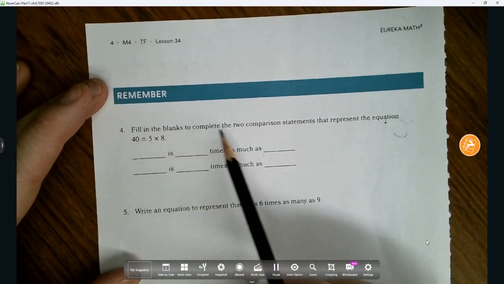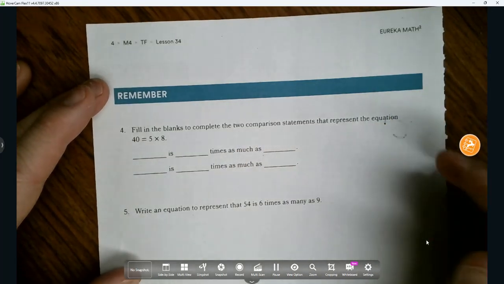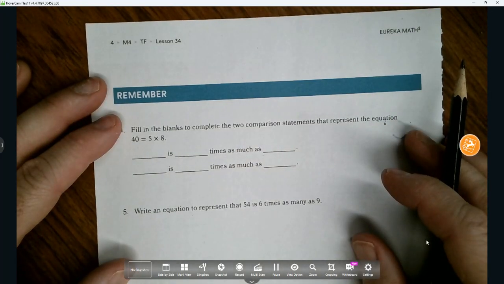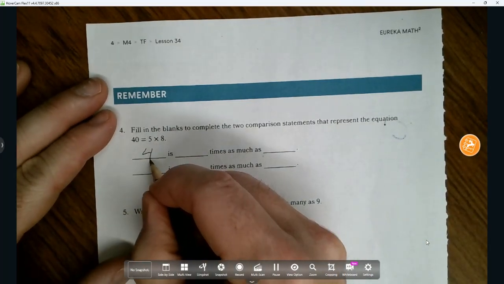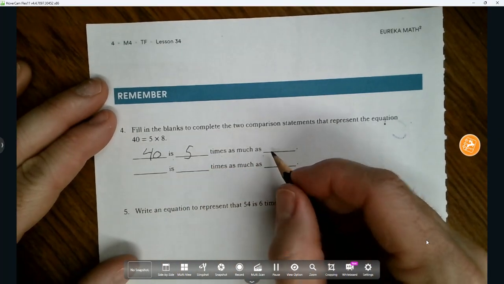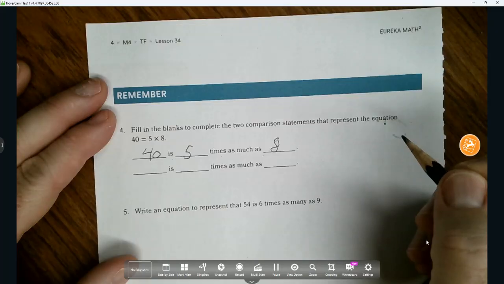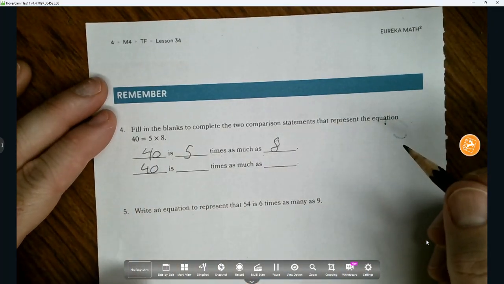All right. Fill in the blank to complete the two comparison statements that represent the equation. You guys have been doing this forever. I hope you remember it. So 40 is 5 times as much as 8. 40 is, what's that one going to be?